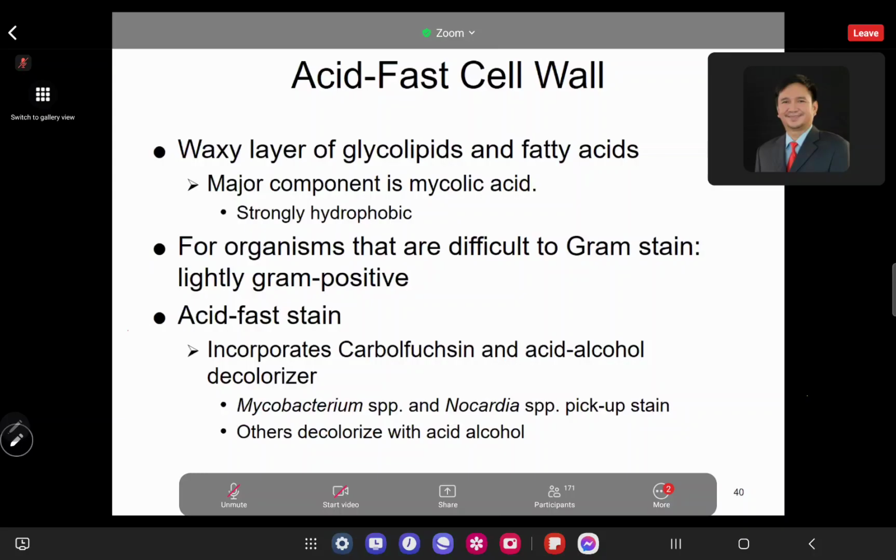Now, for acid-fast stain, that is the method of staining your acid-fast cell wall. It uses carbol-fuchsin. That's the primary stain instead of the crystal violet in gram staining, followed by an acid alcohol decolorizer. Now, the decolorizer for gram staining is ethanol or ethyl alcohol. Now, organisms like Mycobacterium species and Nocardia, they're slightly or partially acid fast. They retain the stain while others do not.